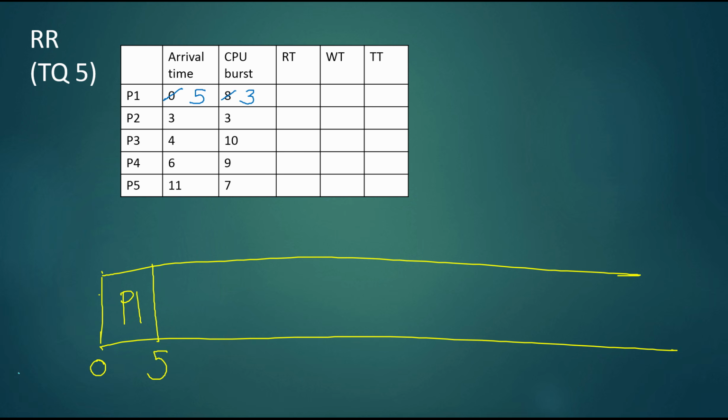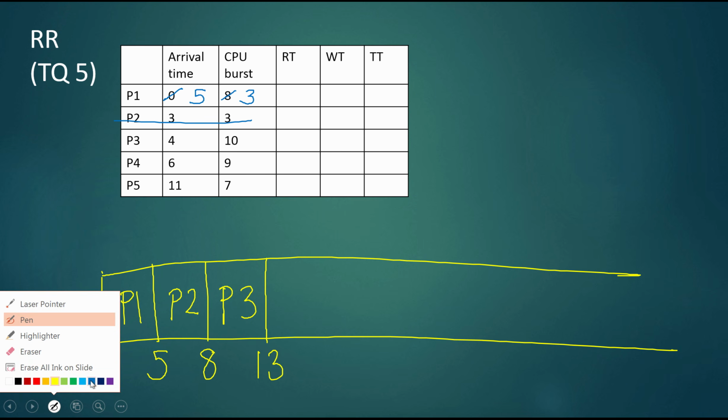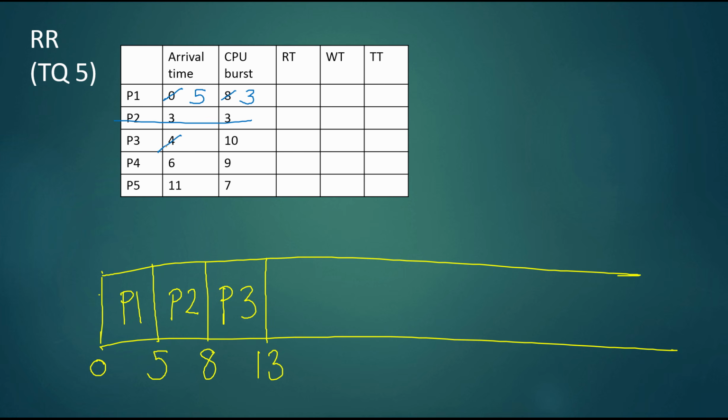Now the current time is 5, and the next one to arrive is P2. P2 happens to have a very short CPU burst, less than the time quantum, so P2 will complete its execution and will be done at time 8. Next up, the current time is 8, and the next one to arrive, if you look at the arrival times, is P3. P3 has a CPU burst of 10, so it will go until time 13, and then it will be preempted and go back into the ready queue at time 13, with 5 time units of CPU burst left.